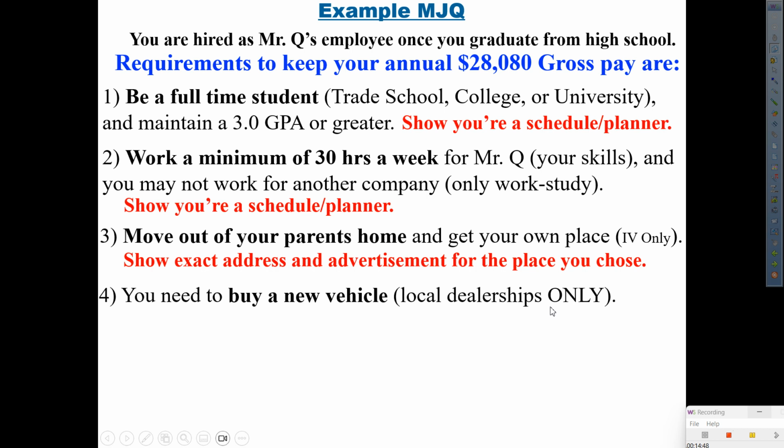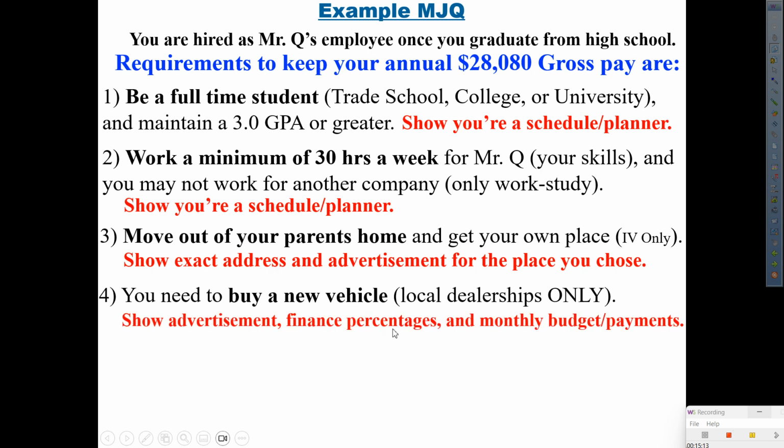Number 4, you need to buy a new vehicle. 2024, not a new 2023. It's a new 2024 vehicle. Mr. Q, but what if the 22 and 23 is new? Yeah, but it has already had 1 year pass of its warranty. You want the full 100,000 warranty miles on it. That's why it has to be a 24.